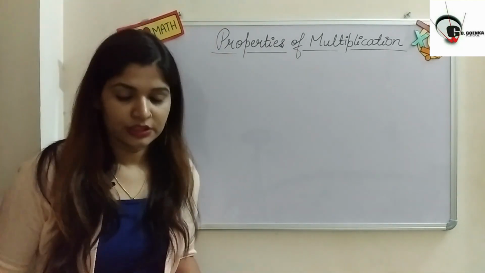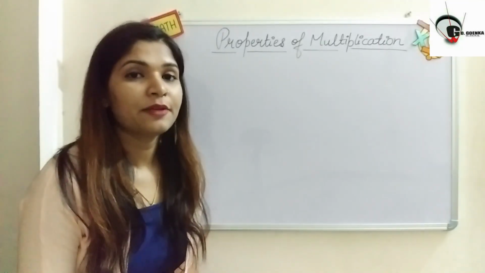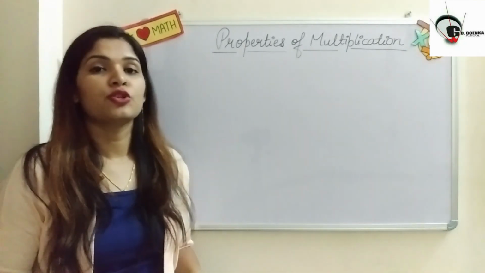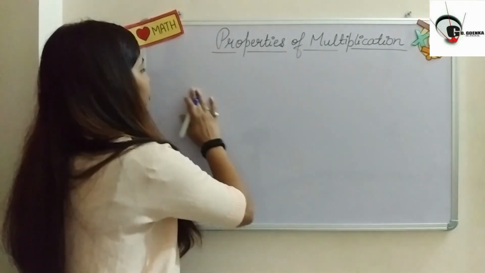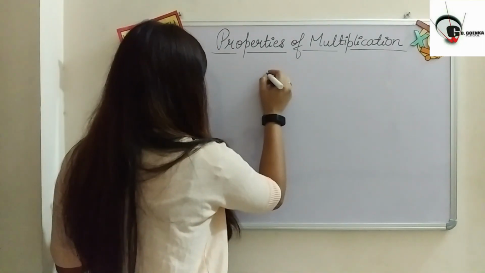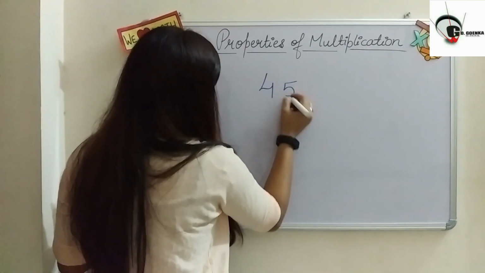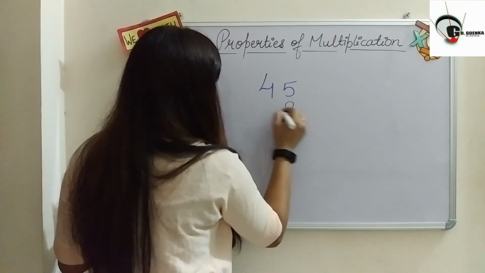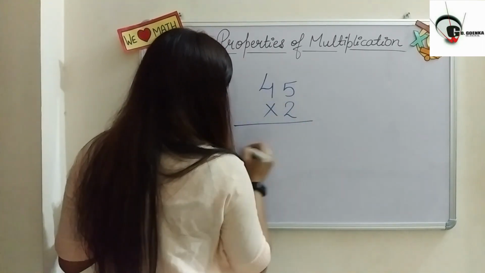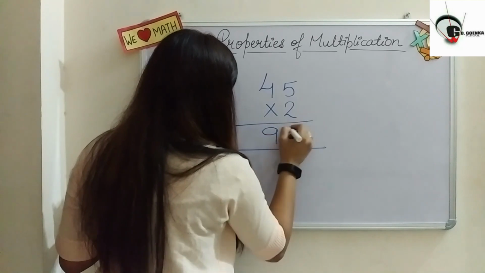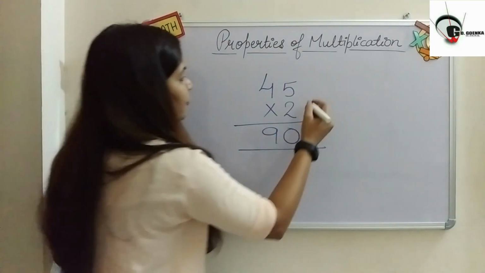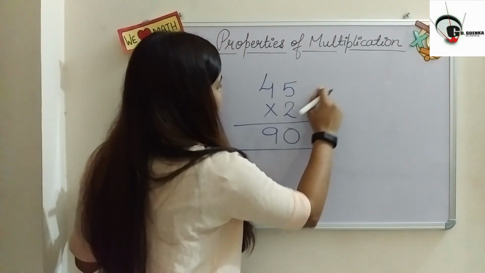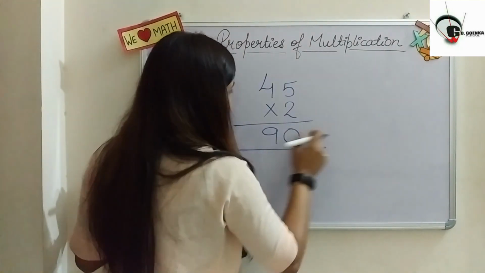Before telling you the next rule, let me tell you some terms used in multiplication. Suppose I am going to multiply 45 by 2 and I have the answer as 90. So in this sum, we have three numbers, that is 45, 2 and 90.